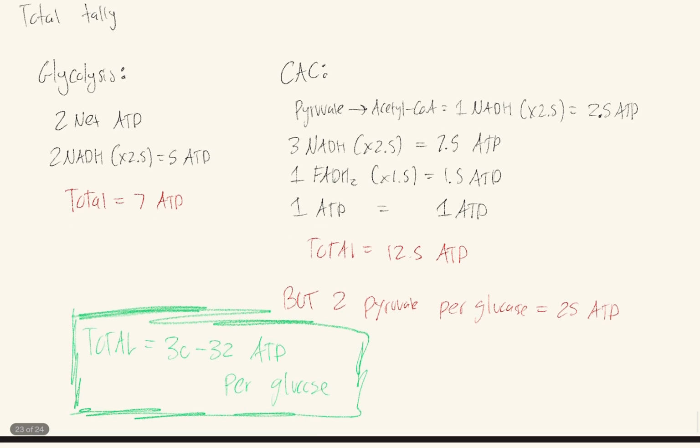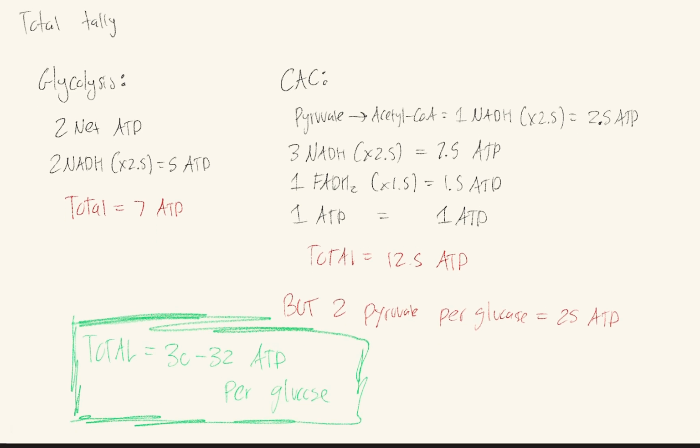I would like to do a final tally of ATP produced as a result of anaerobic and aerobic metabolism. Recall that in glycolysis, I told you to keep these two numbers in the back of your head. We produce 2 net ATP and 2 NADH, which each produce 2.5 ATP per molecule. So that's 2 plus 5. We're totaling 7 in glycolysis or anaerobic metabolism.